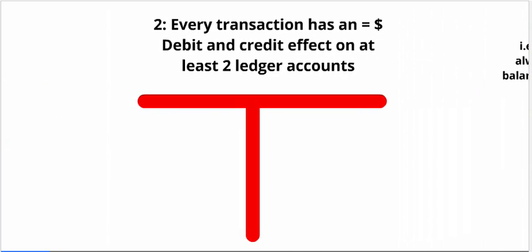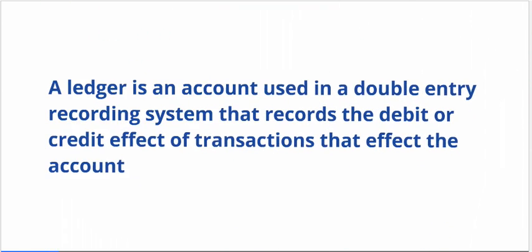Second point about ledger recording is that every transaction has an equal debit and credit dollar effect on at least two ledger accounts. If there's GST involved, there's going to be an odd number of accounts. If we're doing sales, cash or credit, then it's going to affect 5 accounts with the GST component. But debits always equal credits for every single transaction. Otherwise, you won't balance in your trial balance and thus your balance sheet.